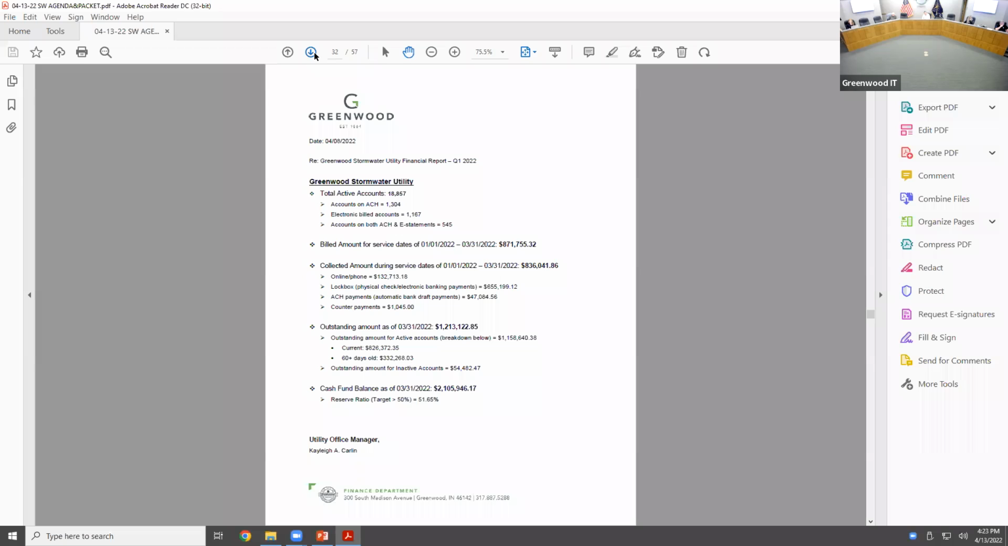And then as Adam mentioned during his portion, cash balance is 2.1 billion. We've also got investments, and that puts us with a reserve ratio of just over 51%. What that means is we have enough cash to fund basically half a year without another dollar coming in the door right now. Any questions?